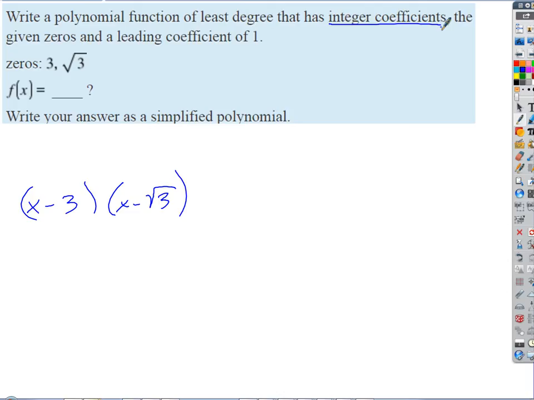Because if I expand this out, would you agree that for sure I'm going to end up getting some square roots in my result? Right? Okay, so impossible. I would have to add another zero here that's somehow going to get rid of the square roots. Okay, and that does happen. There's a rule called the irrational root theorem, I'll just write it down.